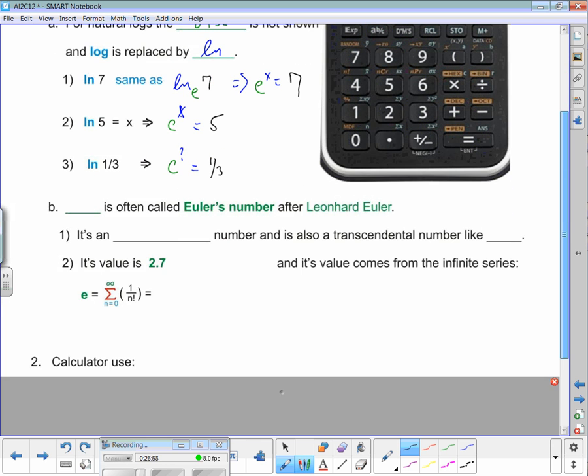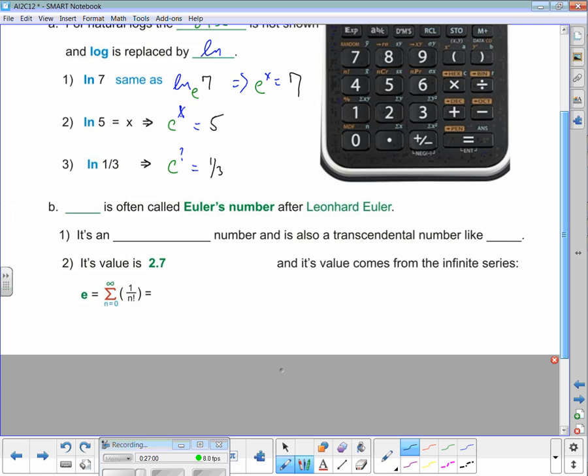All right, where does E come from? E is often called Euler's number, after Leonhard Euler, who was a guy that used E and kind of came up with it. There's a little bit of dispute there as well. But that's where the E came from, the guy Euler. And what is it? It's an irrational number.